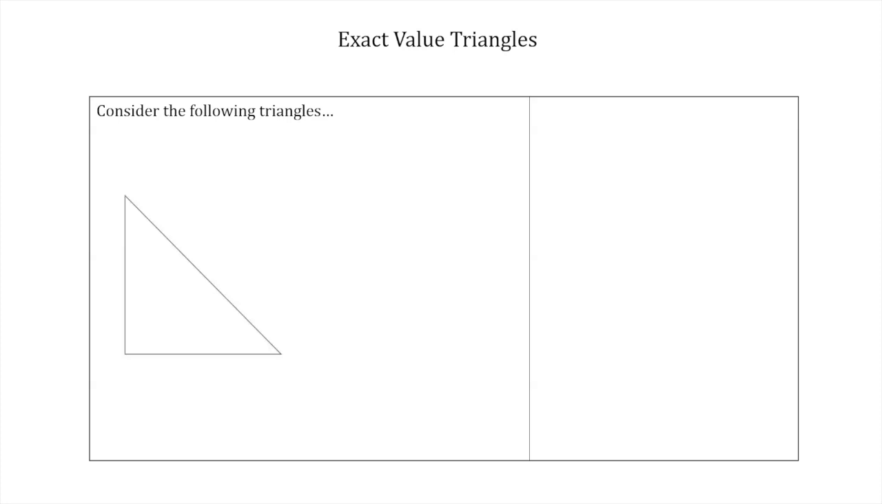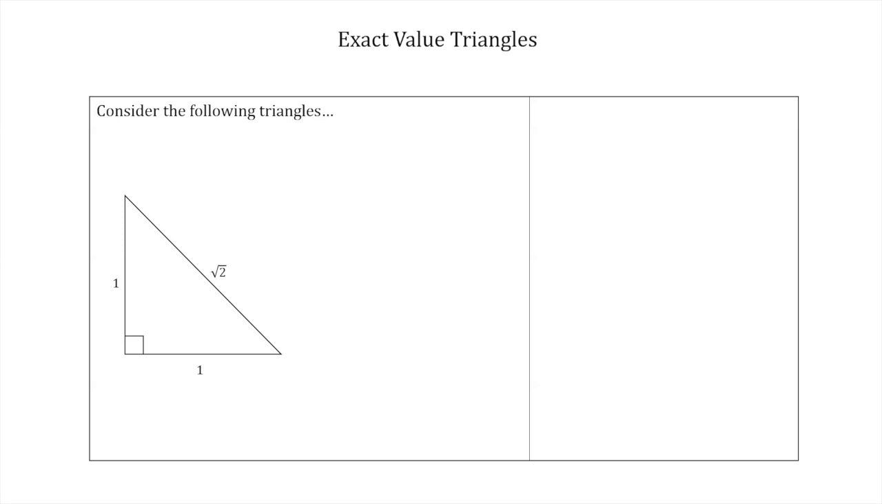Our first exact value triangle is a right angle triangle. This is the right angle, and these two sides here are both length 1. So the two shorter sides are the same length, both length 1. By Pythagoras' theorem, that makes the hypotenuse root 2, because 1 squared plus 1 squared is 2, and that equals the hypotenuse squared. So the hypotenuse is the square root of 2.